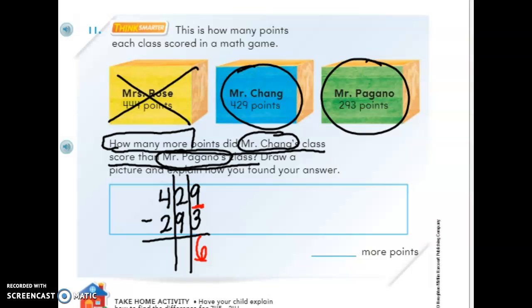Now I'm in the tens place here. 2 minus 9. If I have two dots up top, 1, 2, I cannot take 9 away. So I need to regroup. Because the bigger number's on the floor, I need to go next door. So the 4 becomes a 3, and my 2 becomes a 12. Now I can subtract 12 minus 9. I want you to pause and think about that. 12 minus 9 is 3, and 3 minus 2 is 1. So our answer is 136 more points. That's how many more points he scored.